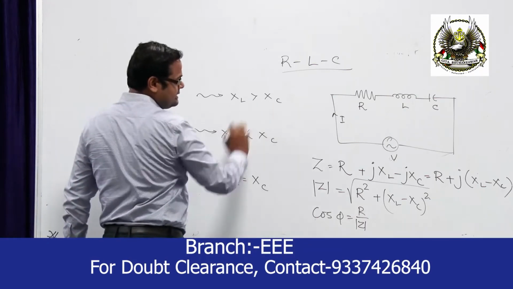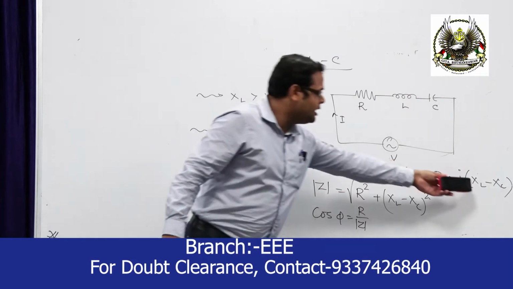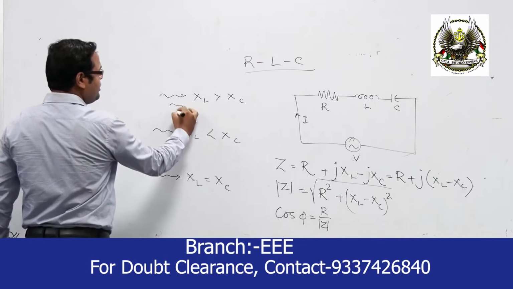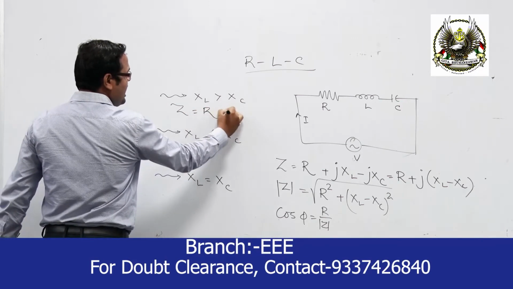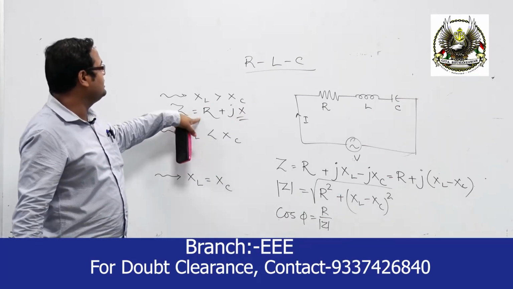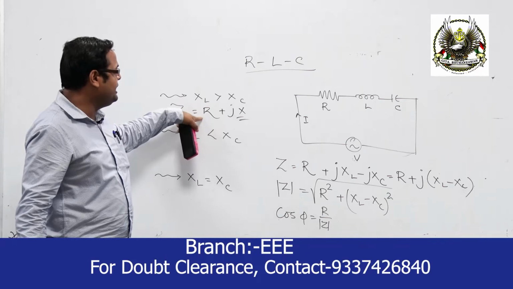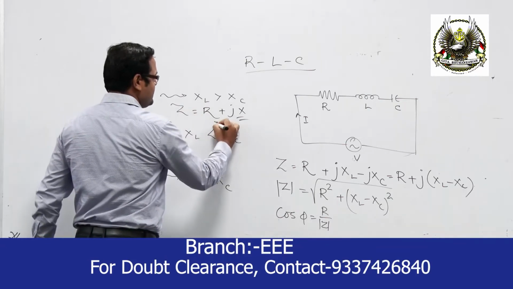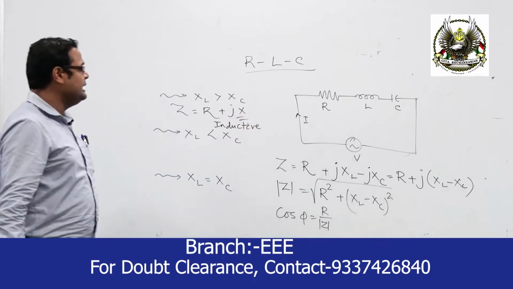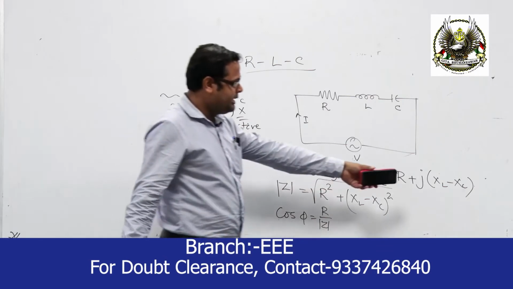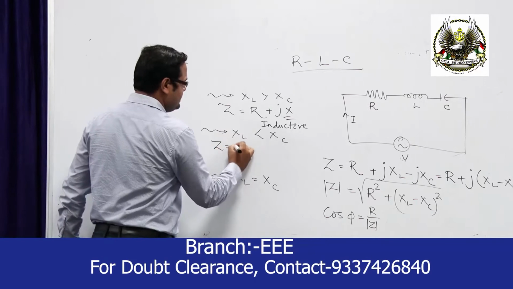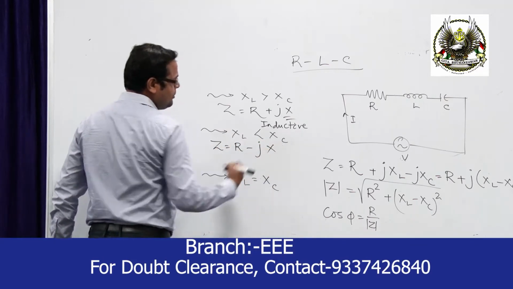When your XL is greater than XC, look here, if XL is greater than XC, then you will be getting a positive quantity over here. Somehow you will be getting Z is equal to R plus j something, suppose R plus jX or some value. So, at this moment the circuit behaves like an inductive circuit, not purely inductive, an inductive circuit. When your XL is less than XC, you will be getting a negative quantity, your Z is equal to R minus j something.